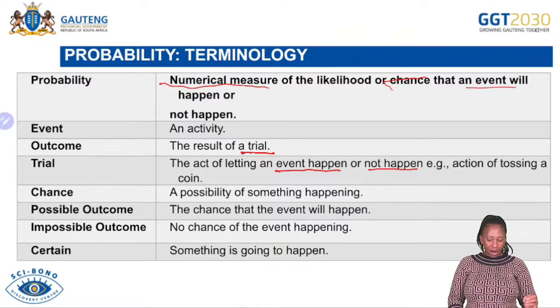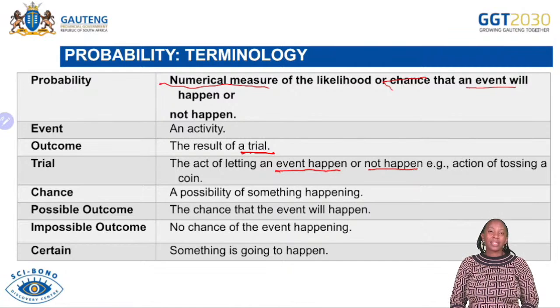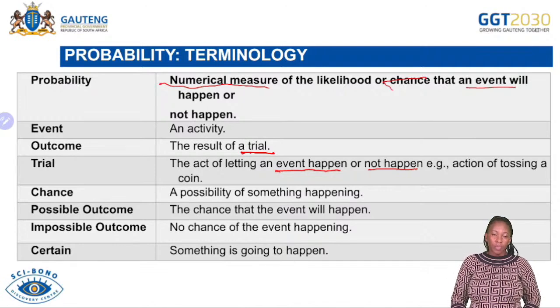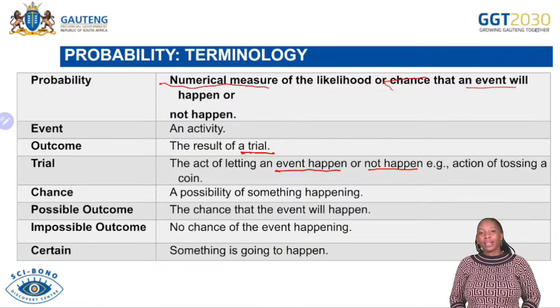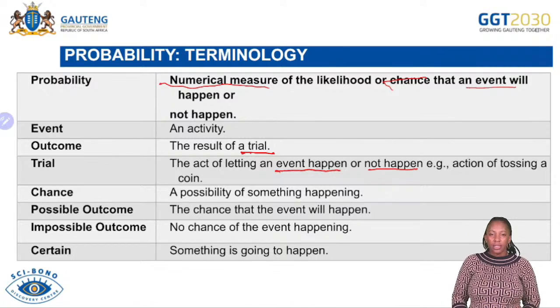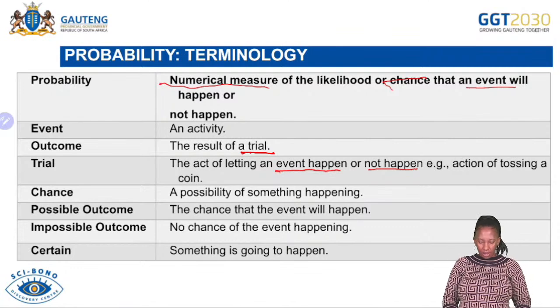And then we say an outcome. Outcome is the results. So what are we expecting from that game? We are expecting the results. What are those results that we are expecting? We are expecting either a win, a loss, or a draw. Meaning one team can win or lose or draw. Those are the outcomes that we are expecting when there is a game between Kaizer Chiefs and Mamelodi Sundowns.